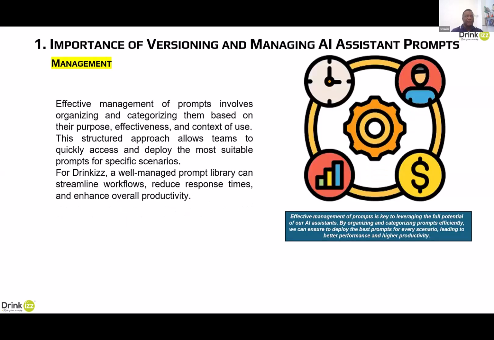So now we will move to management. When we talk about versioning, we talk about how to adapt to change. We also need a good way of management. Effective prompt management means we need to organize and categorize our prompts by their purpose and how well they work. This organized method helps teams or organizations find and use the best prompt quickly for different situations.